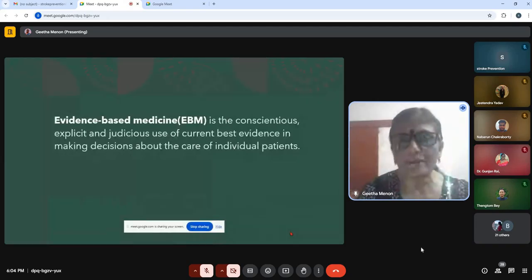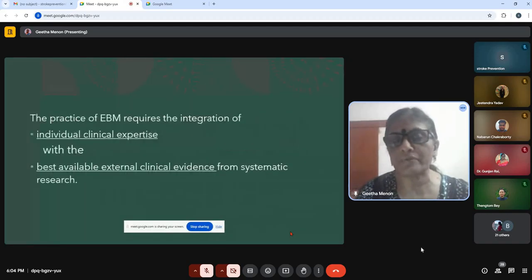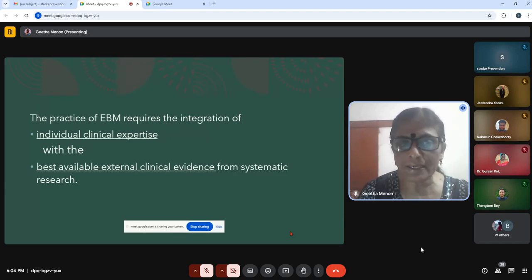So what is evidence-based medicine? Evidence-based medicine is a conscientious, explicit and judicious use of current available evidence in making decisions about the care of individual patients. Now, primarily, the practice of evidence-based medicine requires the integration of two major domains. One is the individual's clinical expertise, and the second one is the best available external clinical evidence. Now, the best available external clinical evidence happens from systematic search of literature, which is what we are going to see in my forthcoming slides.